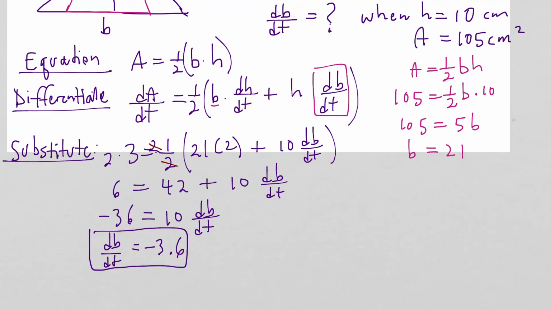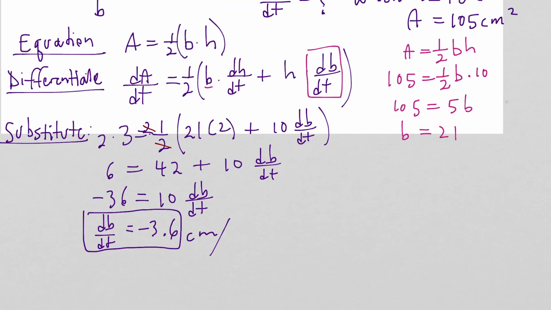So the change in base with respect to time is negative 3.6. So the units are centimeters. Units of time, we said in this problem were seconds, right? Let's just check seconds, yes. So the change in base with respect to time is negative 3.6 centimeters per second. Okay, so that does it on problem 3.